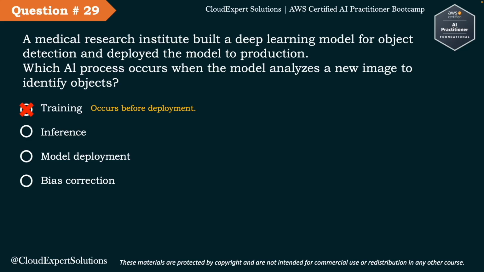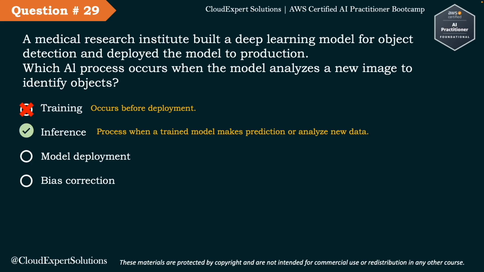Moving to the second option, inference. Inference is the process where a trained model is used to make predictions or analyze new data. This seems the potential correct option. Let's park it and review the remaining options.